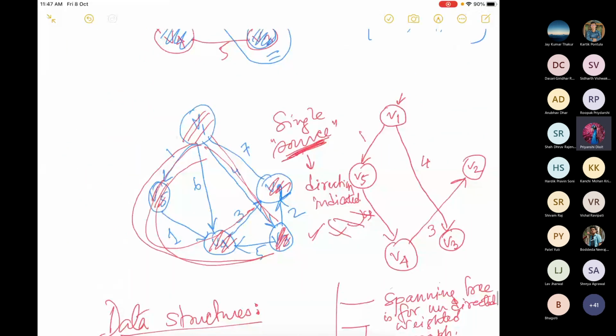Yes, sir. Sir, except for the direct edge from V1 to V3, there is no way we can reach V3 because V4 to V3 is directed backwards. No, that is not the point. The point is that in this particular situation, should we include V2 or should we include V3? That was the question. Yes, sir.